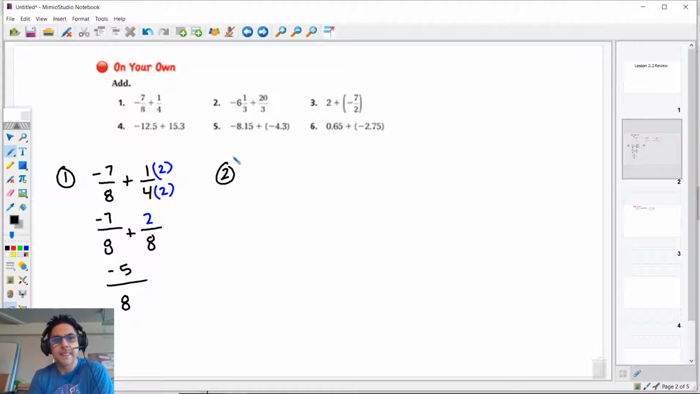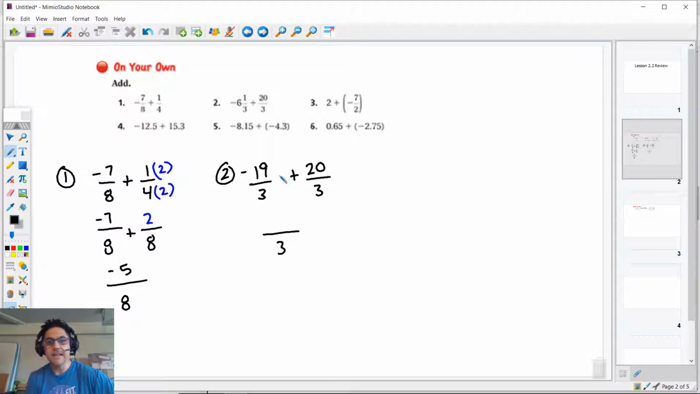Number 2, negative 6 and 1/3. I'm actually going to change that into an improper fraction because I noticed that 20 over 3 is an improper fraction. And the way we do that again is 3 times 6 is 18, plus 1 is 19, and of course it has that negative sign. I do notice they have the exact same denominator, so therefore I can go ahead and add or subtract. Since they have different signs, I am going to subtract, which gives me a 1. And then looking at the signs, 20 has the greater absolute value, so therefore it is positive 1/3.